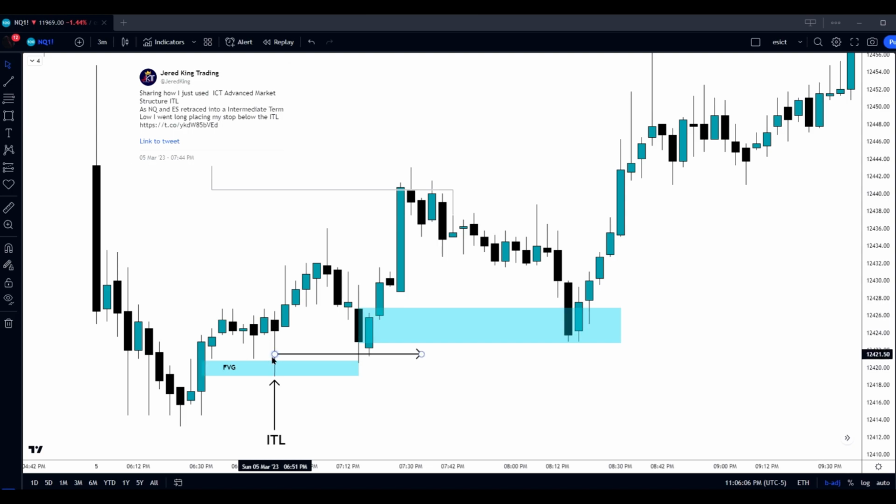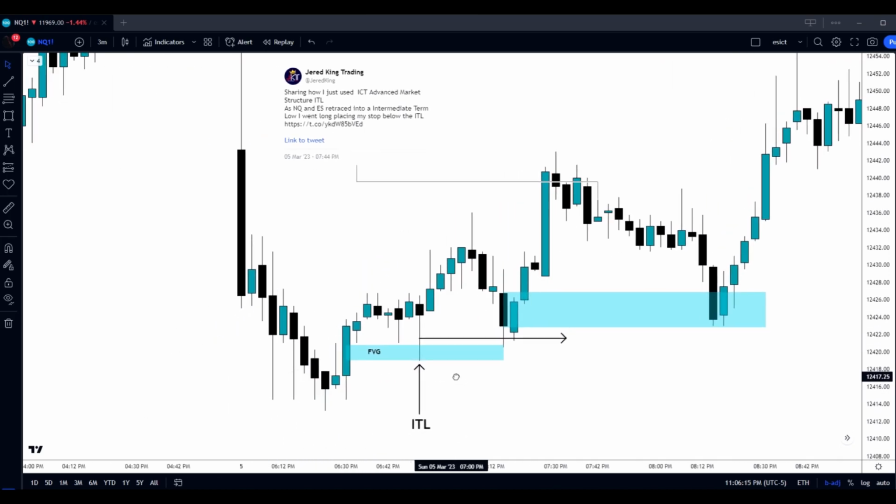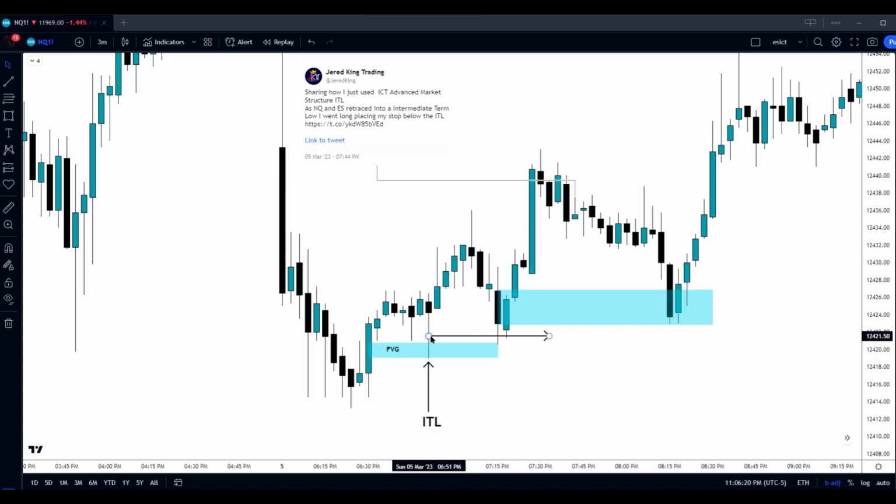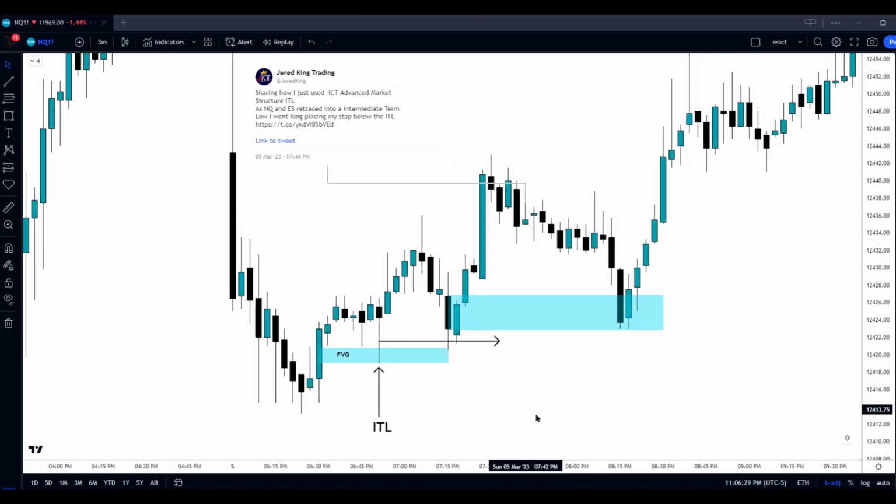So this price came down into here, into the fair value gap. This low right here, this wick, became the ITL. This is on a 3-minute chart. As price came back in it, I'm going to trust that this is going to hold. If we're going to continue bullish, then this low is going to hold. And that's what ICT teaches, is that you should trust it until proven otherwise.